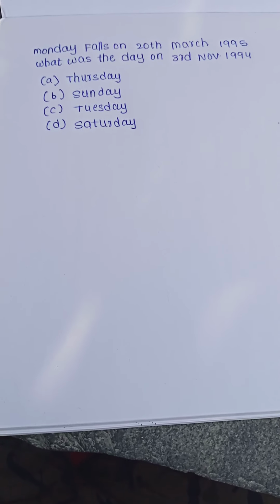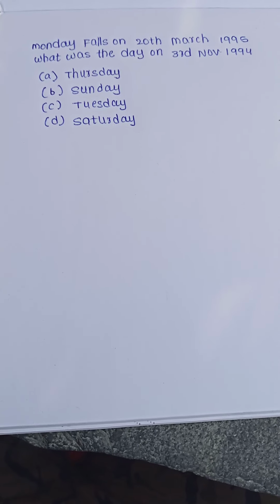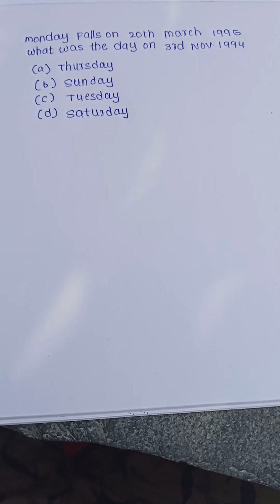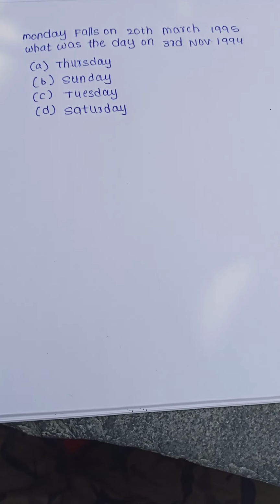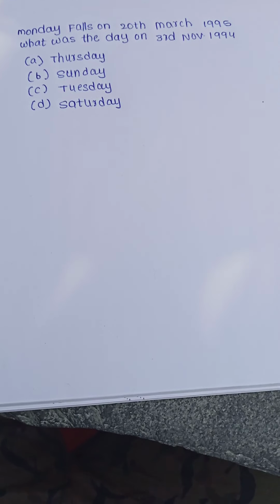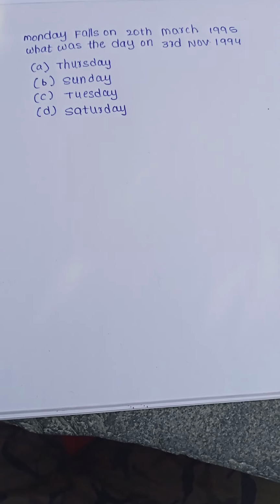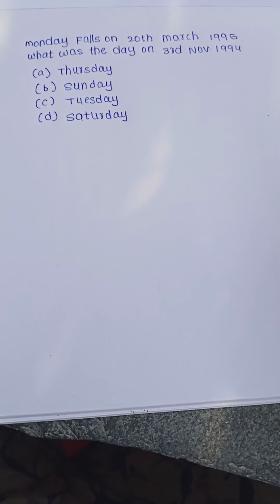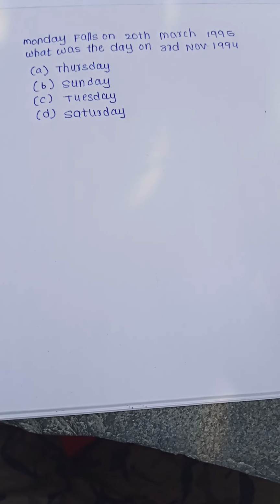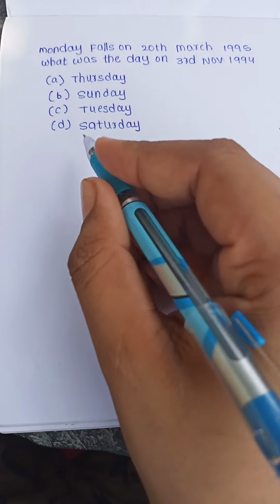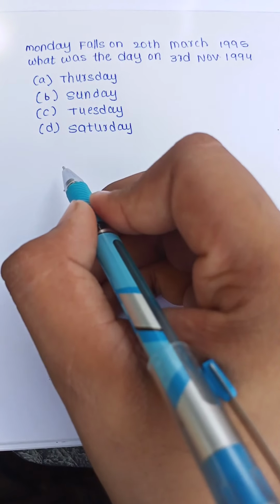So the question is, Monday falls on 20th March 1995. What was the day on 3rd November 1994? So they have given the day of a particular date in 1995. They are asking what day it will be on a particular date in the previous year. So they have given 1995 and they are asked to find what day it will fall in the year 1994 on a different date. They have given 4 options. So let us solve this.